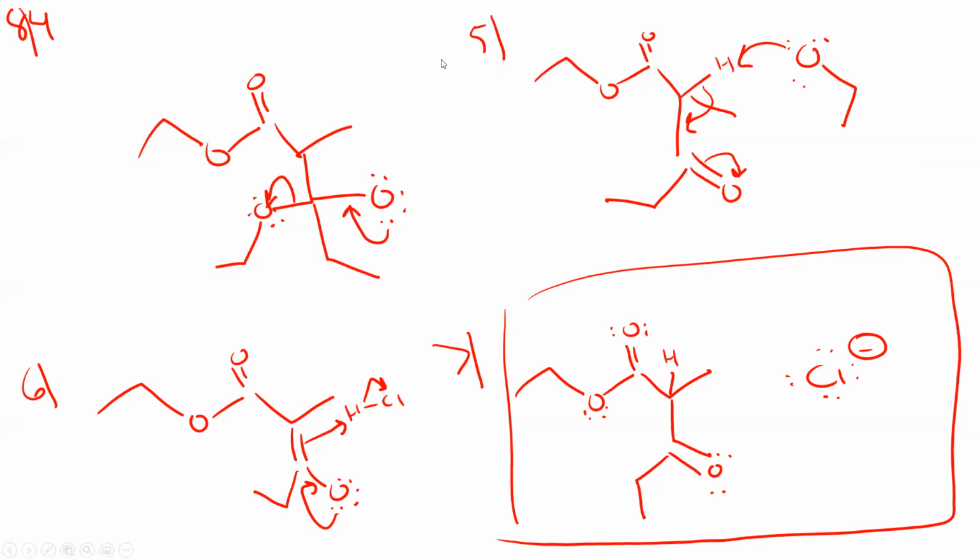All right, so let's go on to 9. 9 has 2 parts to it. It says comparing Claisen and aldol products. They give us 2 reactions. Let's draw the most stable one. 2.